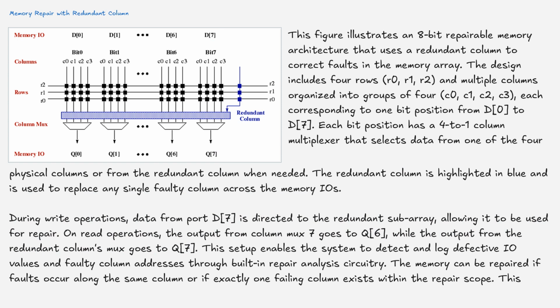The memory can be repaired if faults occur along the same column, or if exactly one failing column exists within the repair scope. This mechanism ensures reliable operation by replacing a failed column with the redundant one, maintaining data integrity across all memory IOs.